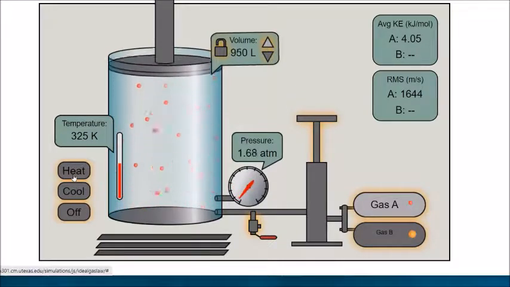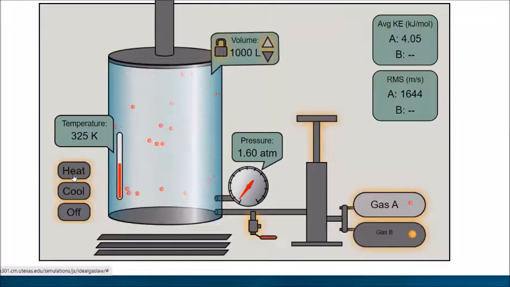We can also take a stab at heating the molecules up. So if we make the temperature go up, you'll notice that we went from 325 Kelvin to 600 Kelvin. Notice that the pressure pretty much almost doubles. And we say that those two things are directly related. If the temperature in Kelvin doubles, then the pressure doubles as well.